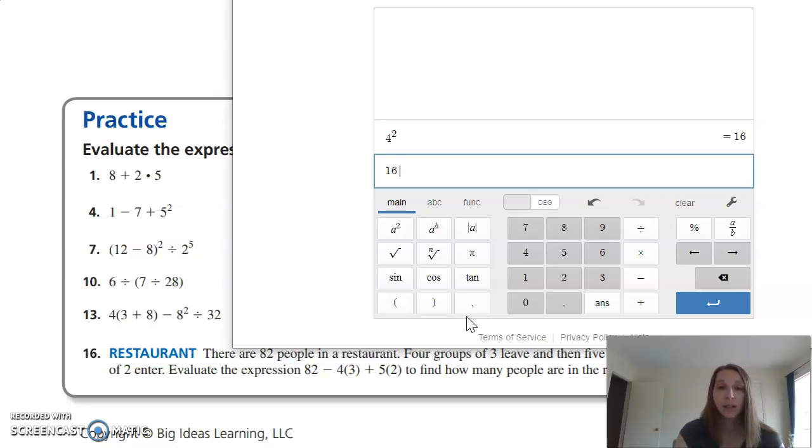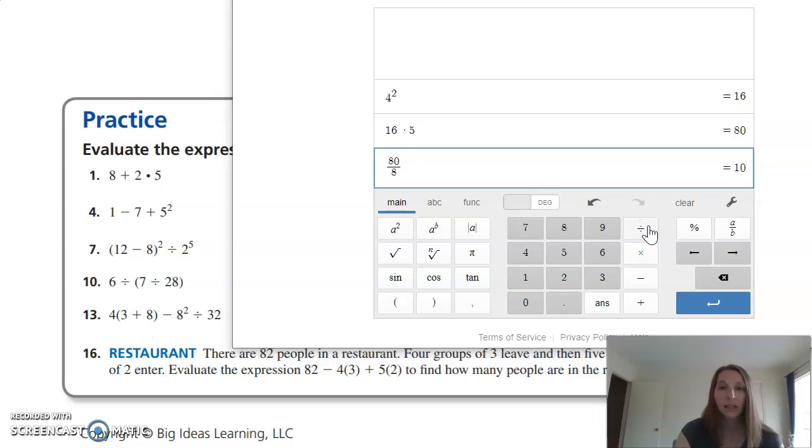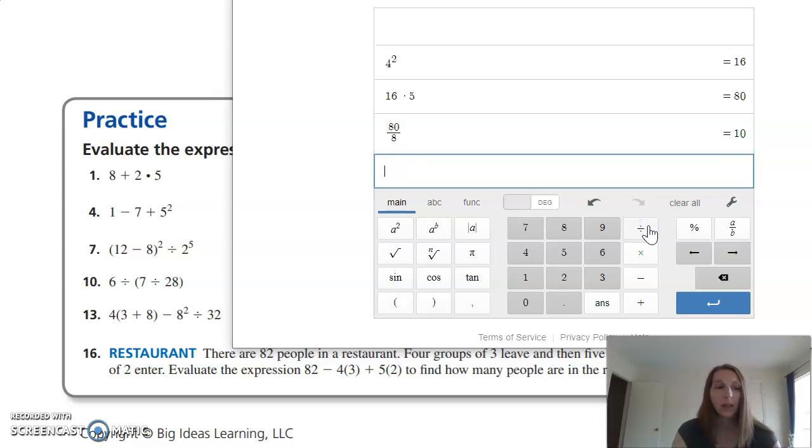16 times 5 again gives us 80. 80 divided by 8 equals 10, okay? So you'll see that in step by step. You start with your exponents. 4 squared, 4 times 4 is 16. 16 times 5, and then 80 divided by 8, that gives us 10. Now we will skip down to number 5, okay?